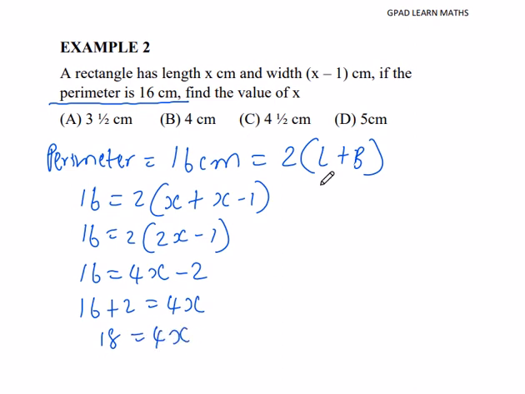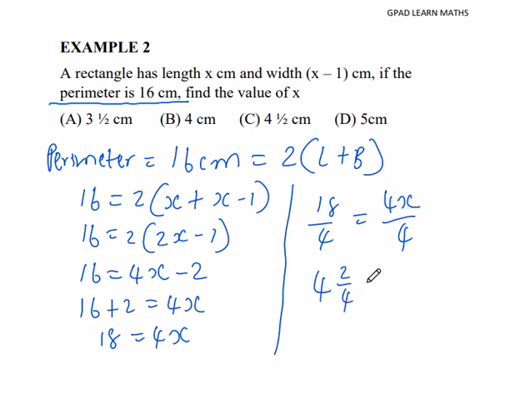When you divide both sides by 4, let's do that here. So that'll be 18 over 4 is equal to 4x over 4. So this 4 will take away that 4, and 4 into 18, that is 4 remainder 2, over 4, which is 4.5 centimeter. So the value of x is 4.5 centimeters. That's option C. Okay, let's look at another example.